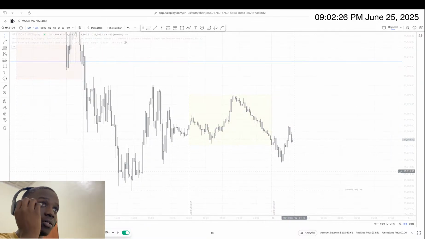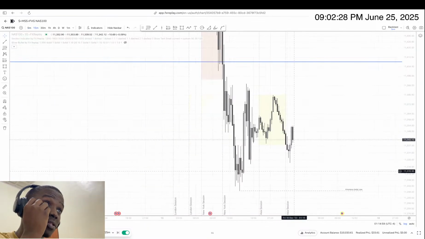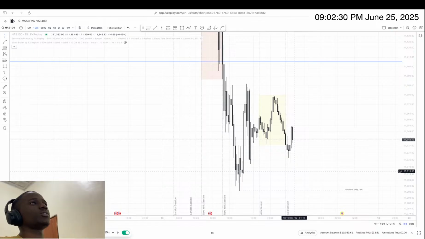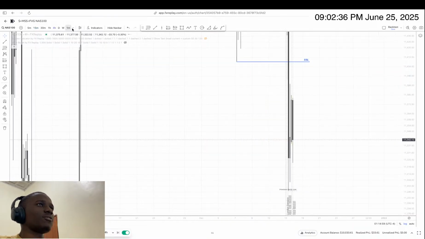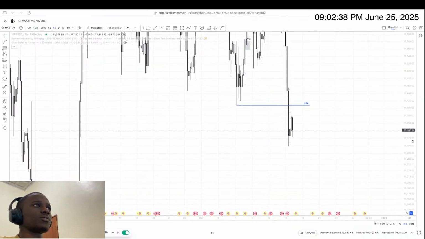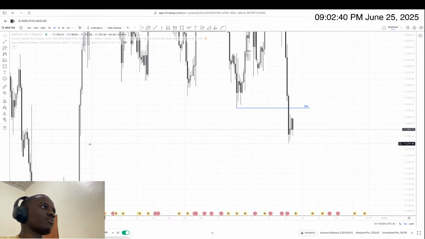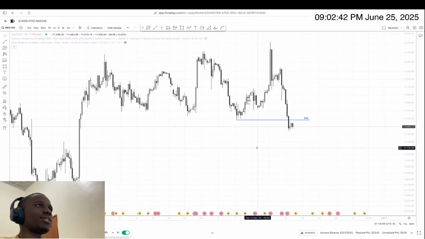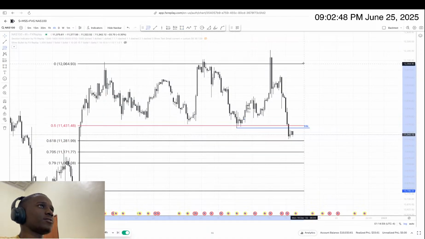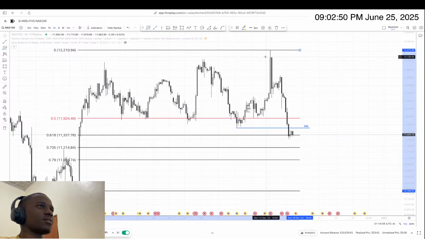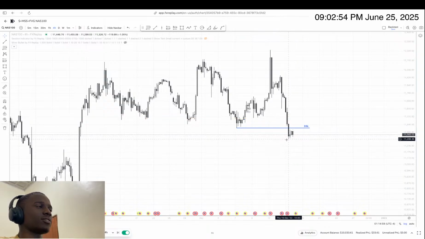How's the 15 looking like? Okay, 15 is giving a nice rejection, but so far we took out this low. We are in this kind of fair value gap, and the 4-hour is showing some rejections of this gap, but I think we've already rebalanced this move from this low to this high. You can see we've already reached the OTE level inside there.